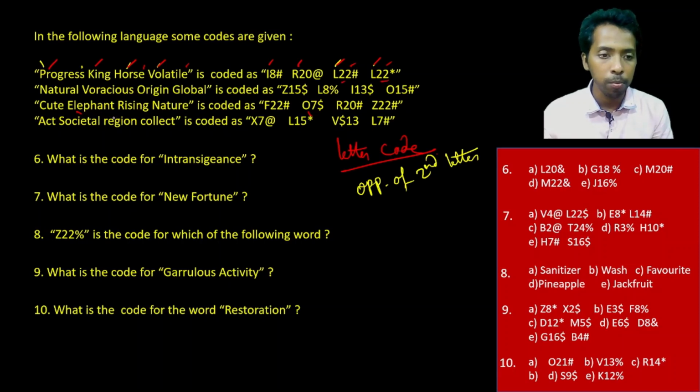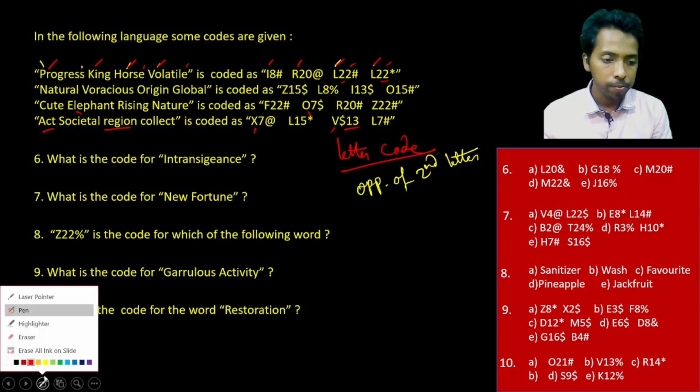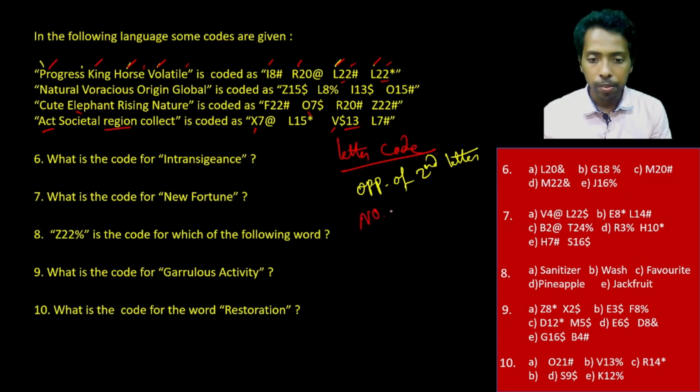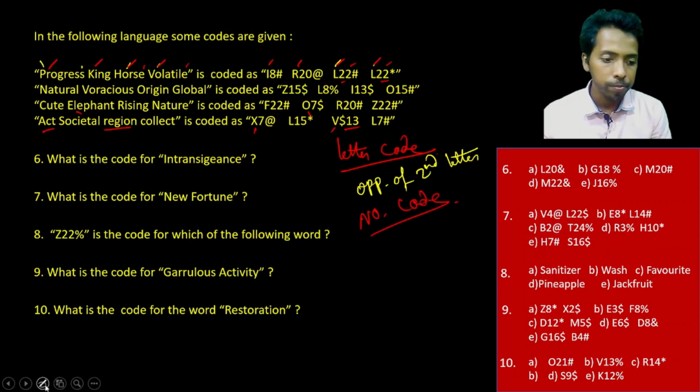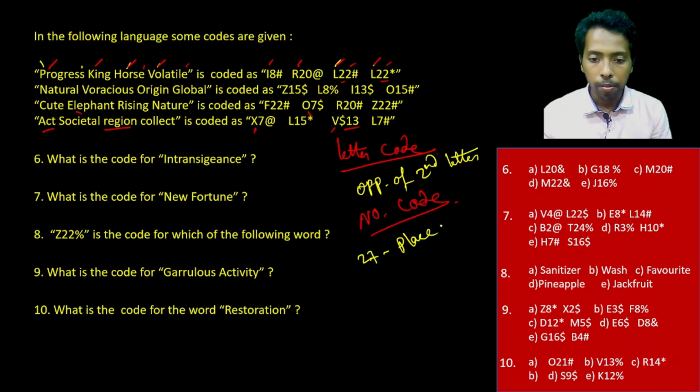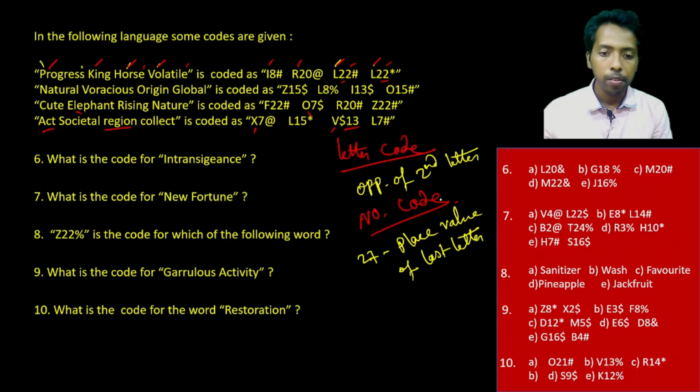Let's check some other one, that is act, 20, 27. Opposite of C is X. That's correct. E, opposite V, right? Region I am talking about. And N is 14, 27 minus 14 is 13. Satisfying. So the number code is 27 minus the place value of the last letter, right? And what's the code for the symbol? Let's check it.